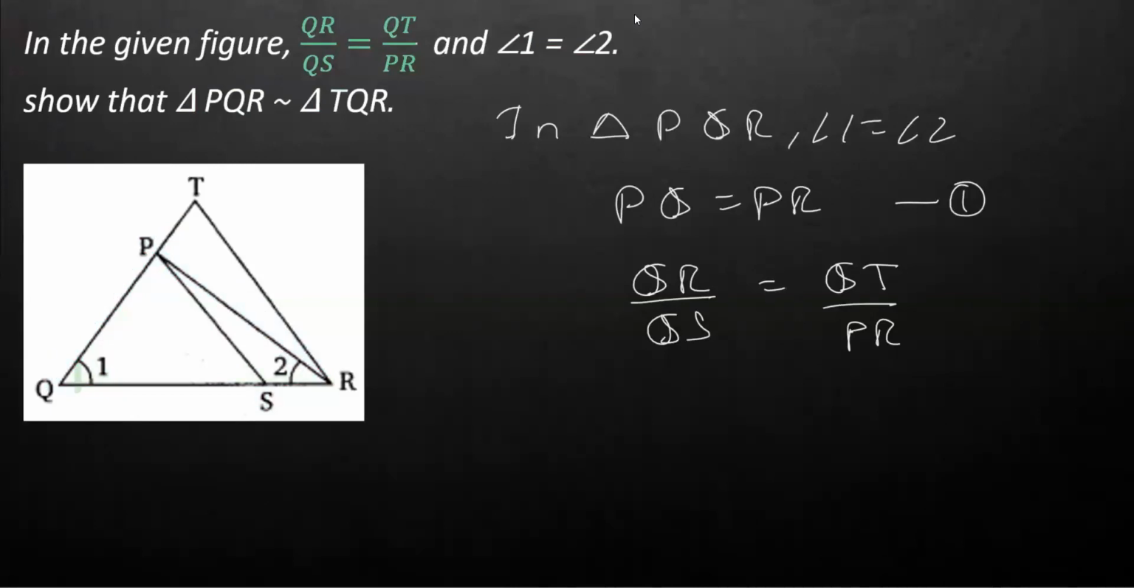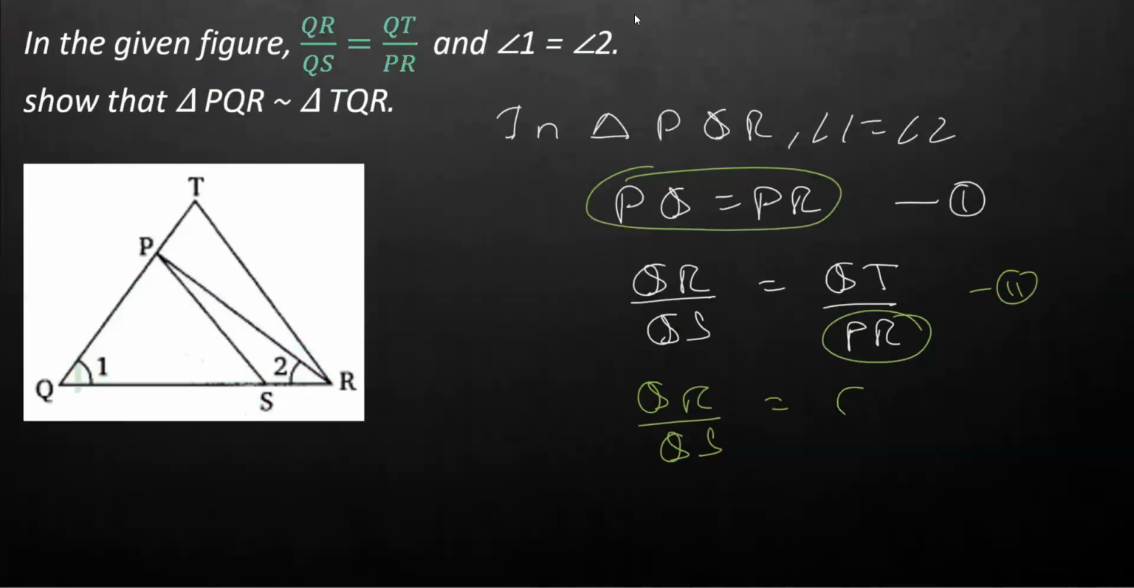What if we replace this PR with PQ, as we have proved it equal? So let's say if I replace it, what is the result here? After replacing, what we get from the second equation and the first: replacing PR with PQ in the second equation, we have QR over QS as it is, QT also as it is, and PR replaced with PQ. Let's call it equation 3.